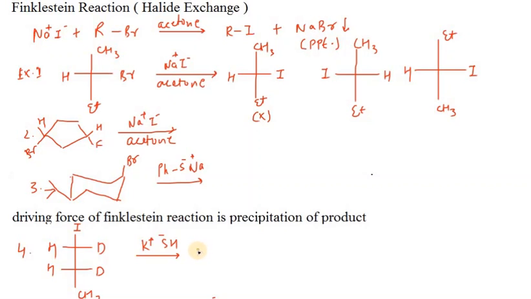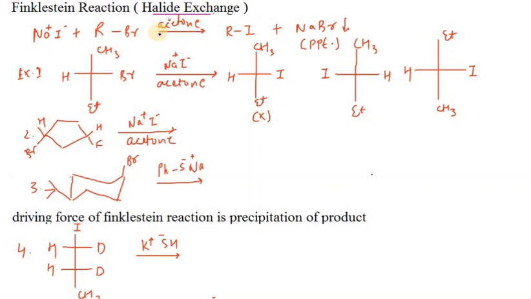So now let's continue with substitution reactions, particularly SN2 reactions. In SN2 reactions, the next reaction is the Finkelstein reaction, which is particularly known as the halide exchange reaction. In a halide exchange reaction, a halogen replaces a second halogen. This particular reaction is the Finkelstein reaction, and it proceeds in the solvent acetone.